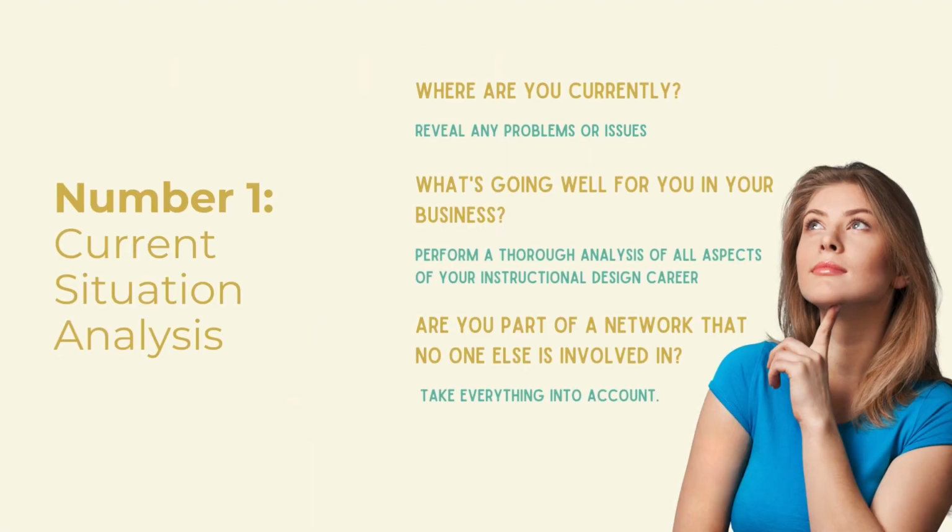Number 1, current situation analysis. Before setting any achievable goal, the first step is to look at where you're at currently. A comprehensive audit can reveal any problems or issues that you need to address with setting your goals. So it's vital that you take a long, hard, honest look at your current career or business situation. Think about any challenges you're facing, any new skill sets you've recently added to your toolkit, what's going well for you in your business, and whether there are any potential threats, weaknesses, or opportunities in your current position. You need to perform a thorough analysis of all aspects of your instructional design career and freelance business.